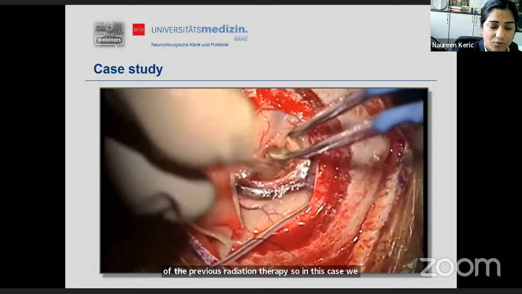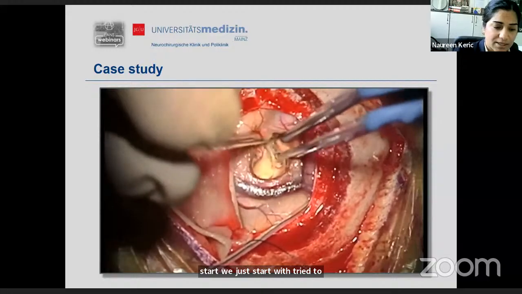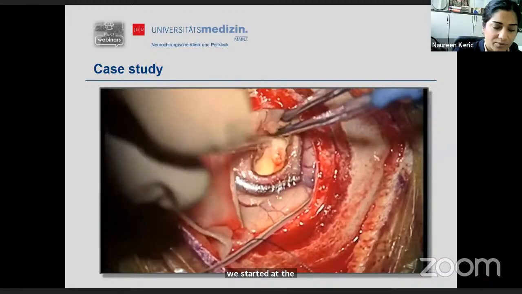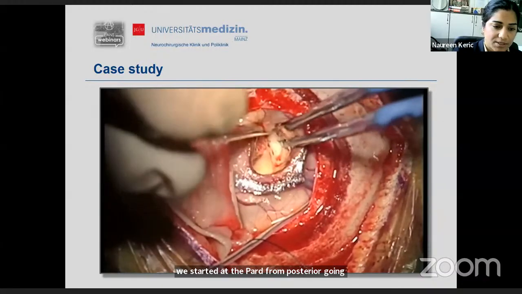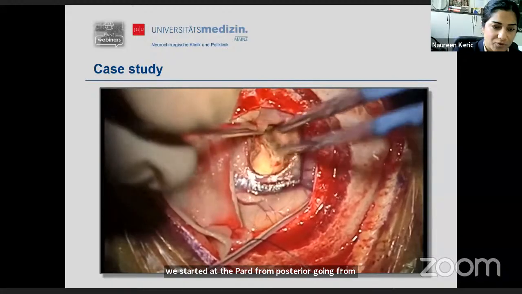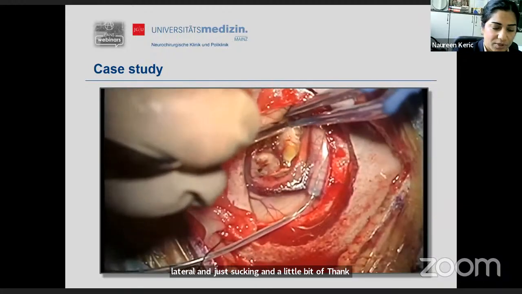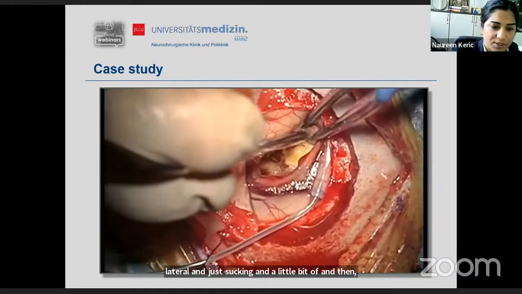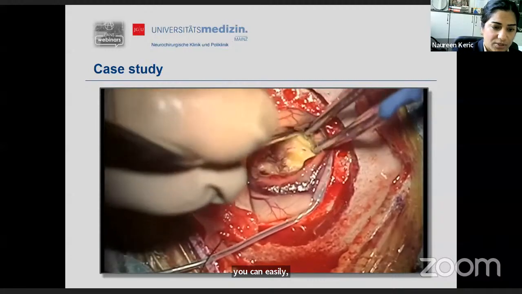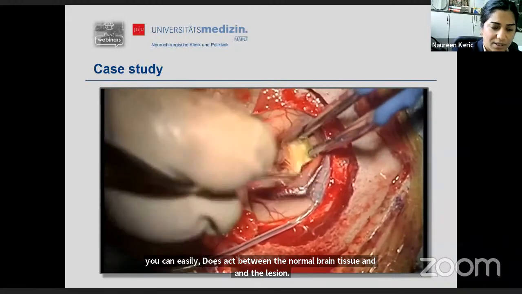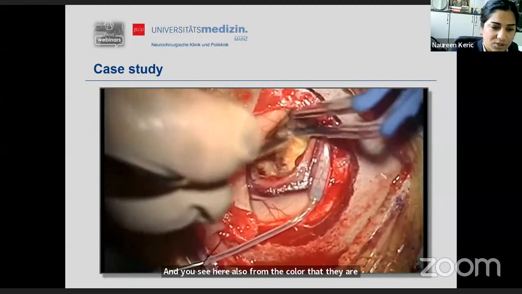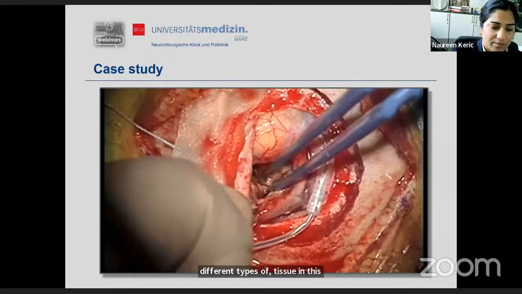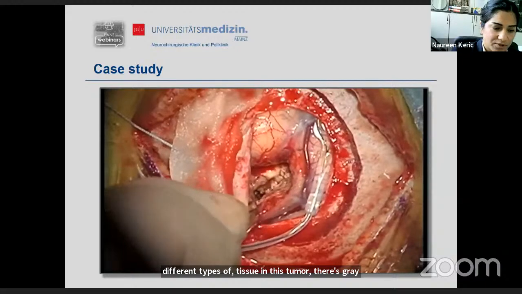tried to remove it en bloc, and we started at the part from posterior, going from posterior to lateral, and just sucking and a little bit of coagulation, and then you can easily dissect between the normal brain tissue and the lesion. And you see here also from the color that there are different types of tissue in this tumor. There's gray and yellowish tissue, showing that there are different qualities of this tumor.